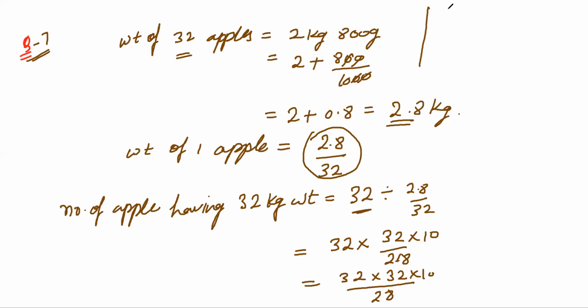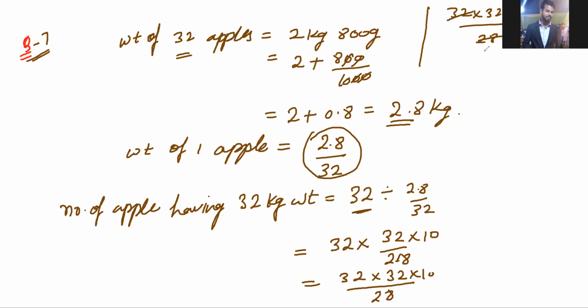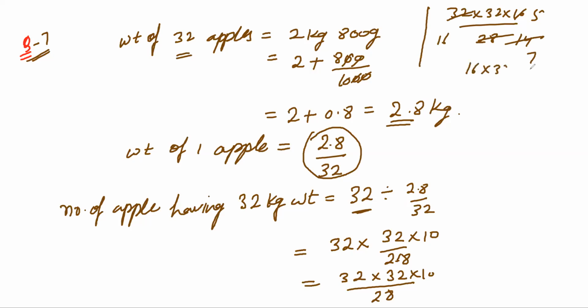So 32 into 32 into 10 upon 28. 2 fives are 14 and 14 here, 2 sevens are 14, 2 ones are 2, 2 sixes are 12. So this is 16 into 32 into 5 upon 7. What is the answer, beta? It is not divisible by 7.